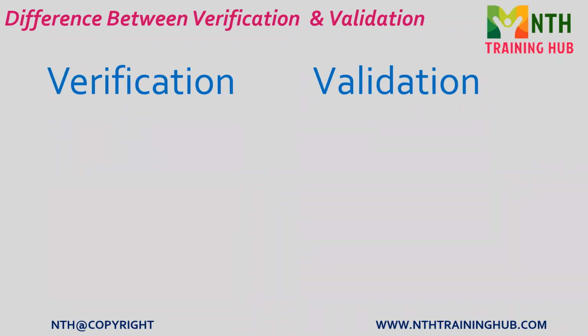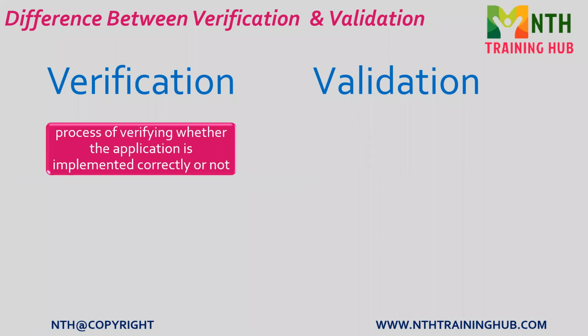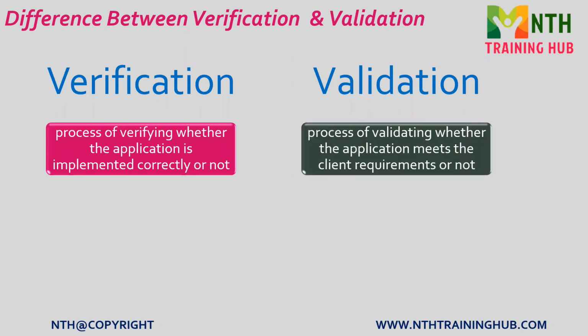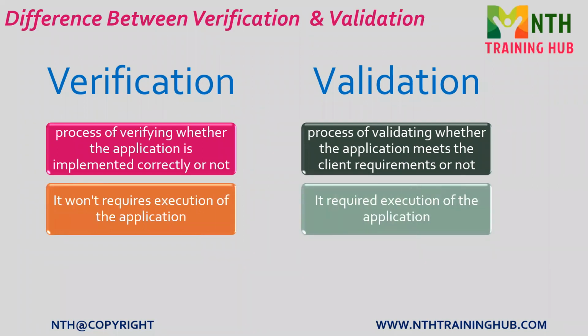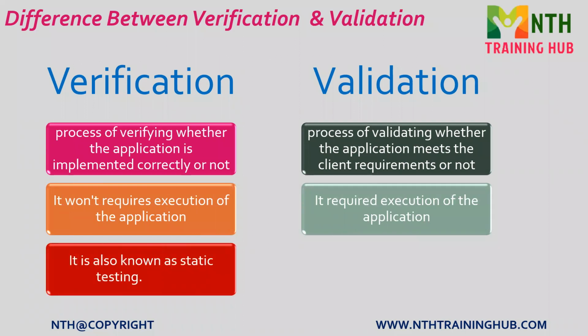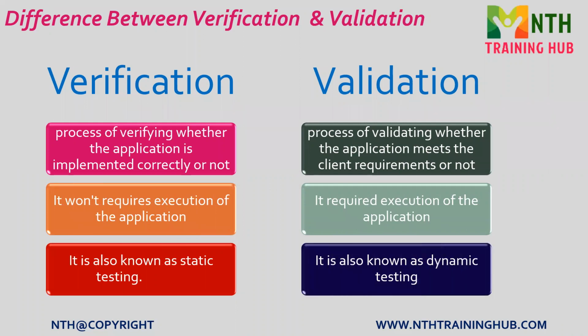Now, obviously, we discussed what exactly verification and validation are. Let's see the difference between them. The process of verifying whether the application is implemented correctly or not is verification. Validation means the process of validating whether the application meets the client requirements or not. Verification won't require execution of an application. Validation requires the execution of an application. Verification, also known as static testing, means a user or end user can also test. Validation is only done by the dynamic testing engineer. That's the difference between verification and validation.